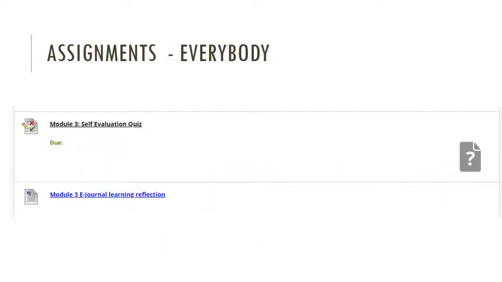The last 2 assignments that everybody completes are the self-evaluation quiz and then the Module 3 e-journal learning reflection. And please remember that's just a brief entry summarizing what you learned in Module 3. Surprises you had, connections you made, questions you still have.